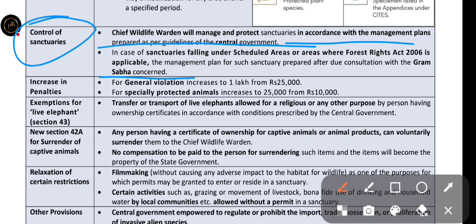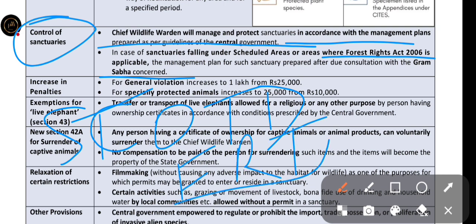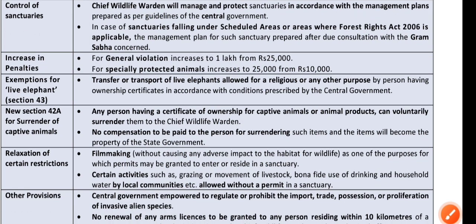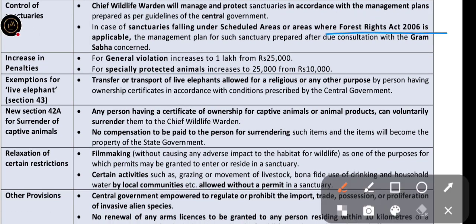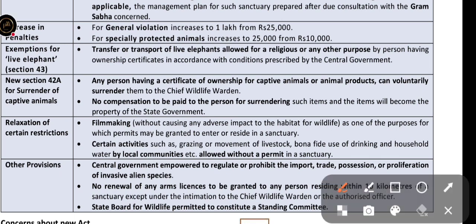If a sanctuary is under the Forest Rights Act 2006, that is the Scheduled Tribes and Other Traditional Forest Dwellers Act, that is the Forest Rights Act, under this act, if the forested areas come under this Forest Rights Act, then the government or any other management has to take a permit from the Gram Sabha which is located in that area, okay.